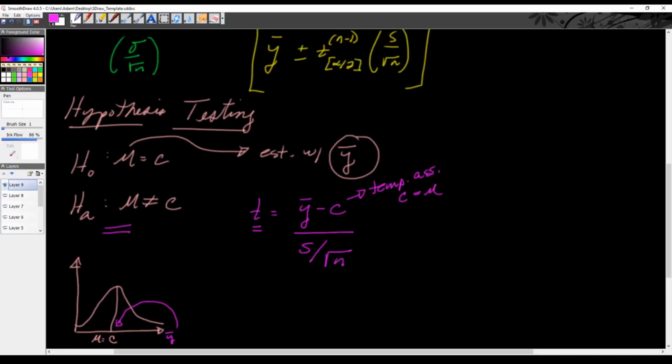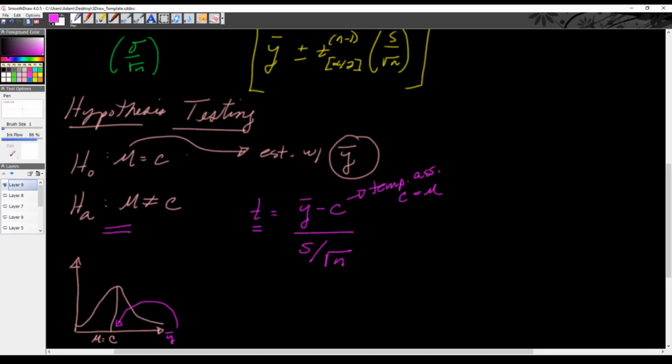So if c is equal to mu, and I get a value much larger than c, this numerator is going to be very, very large. And remember, if that difference divided by s over root n is something like 4 or 5 or 6, basically what we're saying is that the observed value is 6 standard deviations from this temporarily assumed value. So if we assume that the true value, mu, is equal to c, but we see a sample statistic that is much, much larger than c, we might reject this null hypothesis.